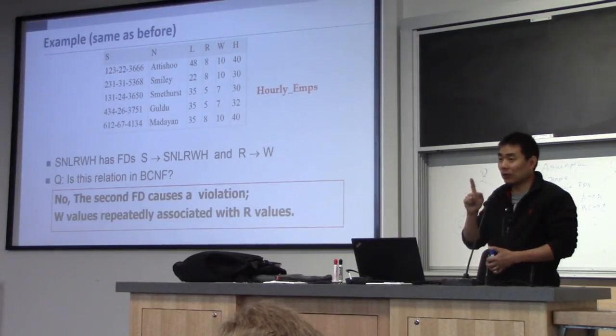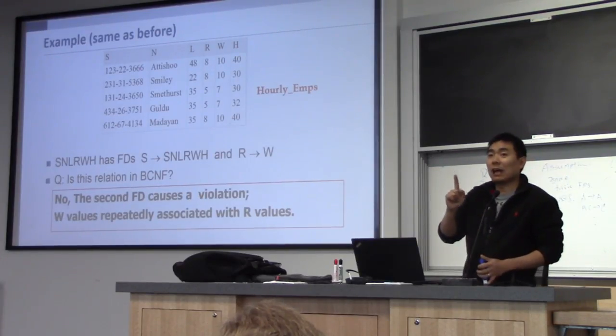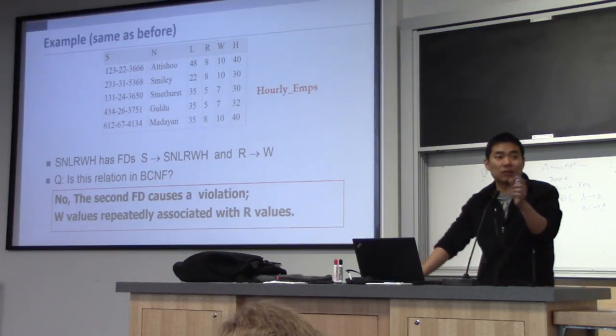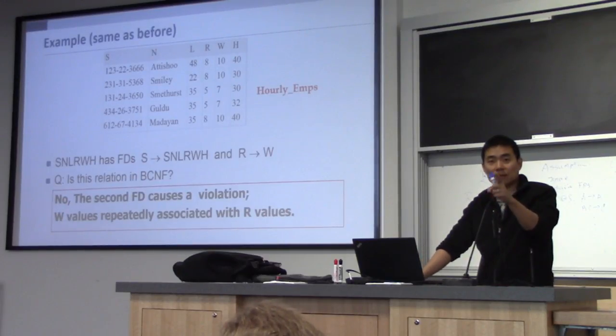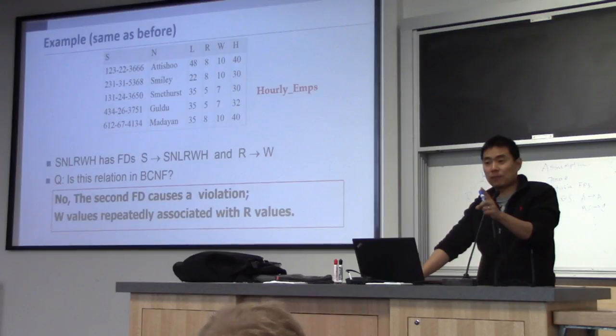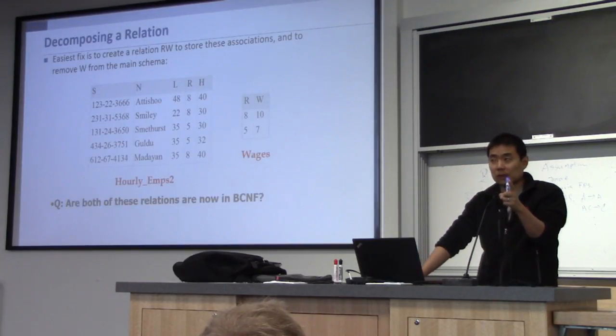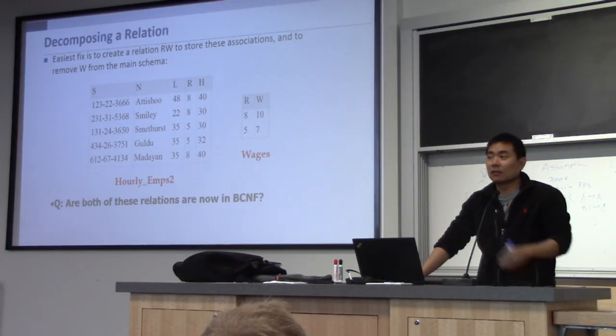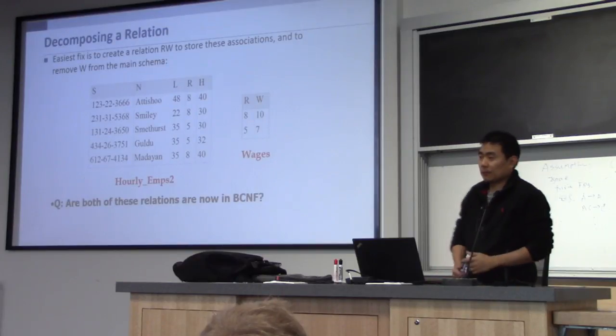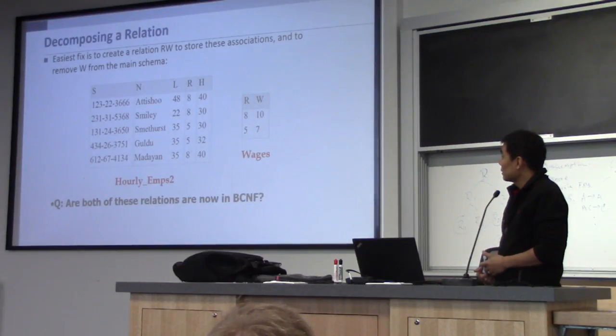So let's go over this together. First of all, can someone argue for me that decomposing this into these two schemas is a lossless join decomposition? Can someone do this for me? Yes, because if you do the join, they'll join on R, and you'll just get the original instance back.